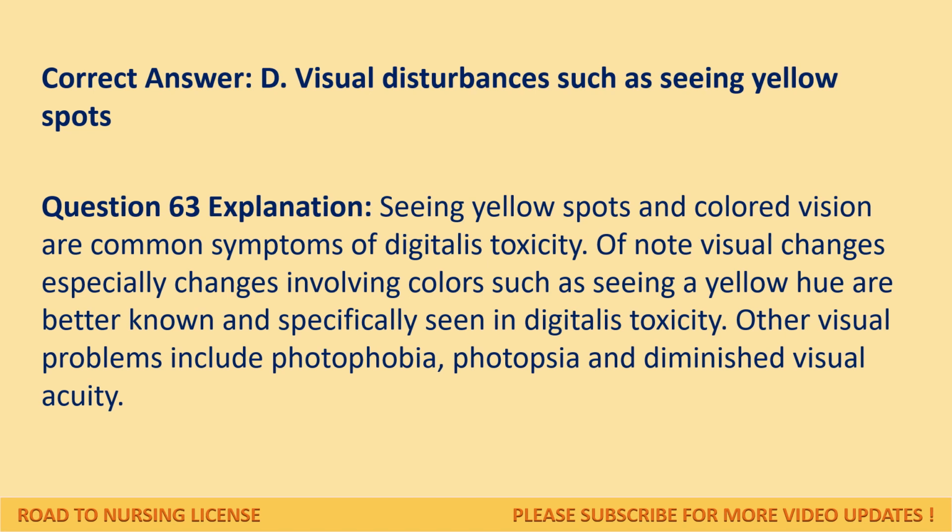Question 63 Explanation. Seeing yellow spots and colored vision are common symptoms of digitalis toxicity. Of note, visual changes, especially changes involving colors such as seeing a yellow hue, are better known and specifically seen in digitalis toxicity. Other visual problems include photophobia, photopsia, and diminished visual acuity.